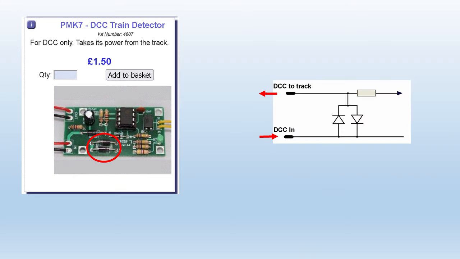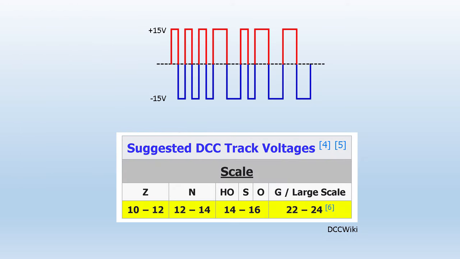Like this. The DCC comes in, goes through two diodes and back to the track. How does that work? Well, let's start with a DCC signal.